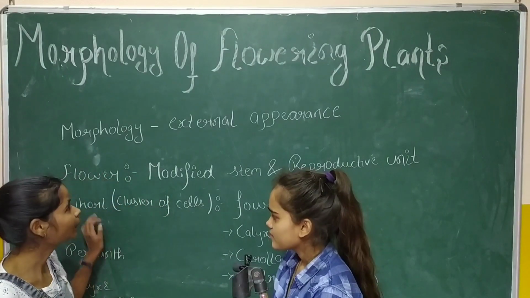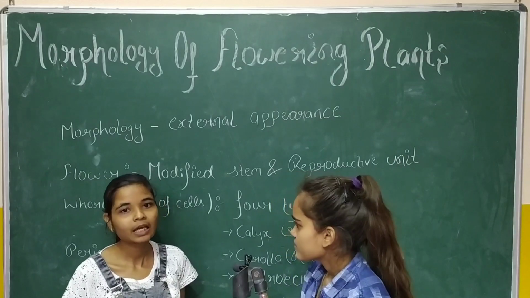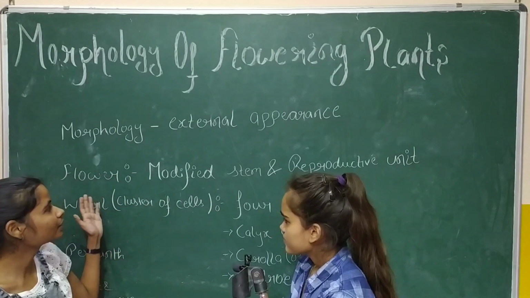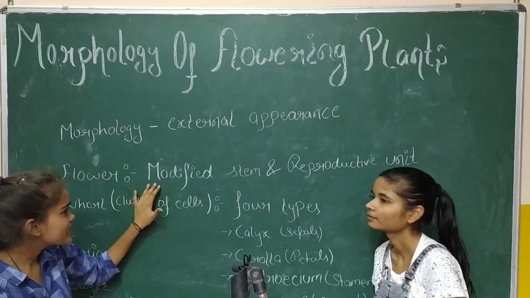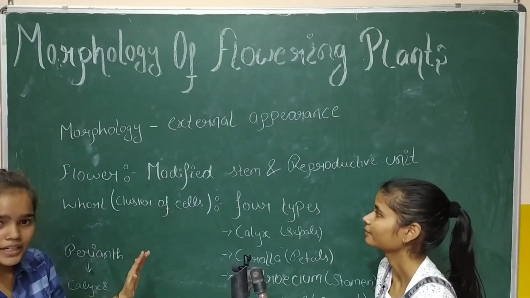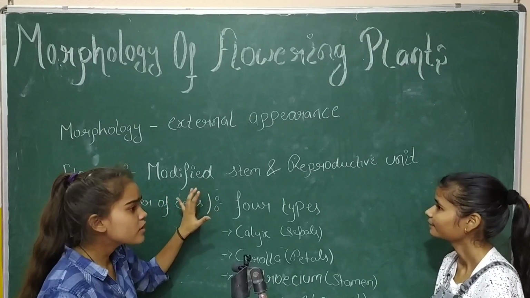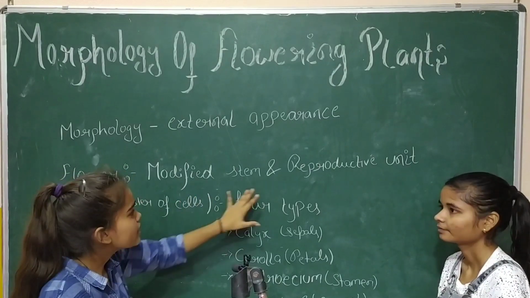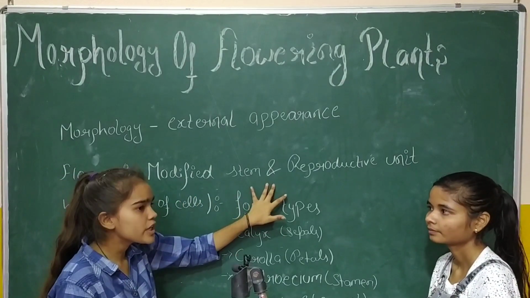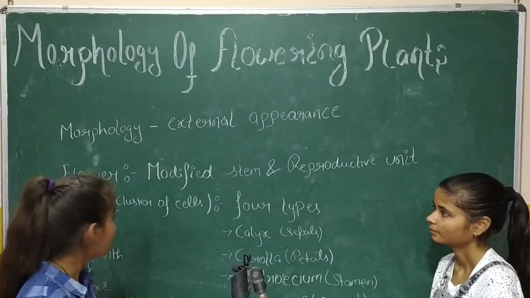So what is morphology? Morphology is the branch of science which deals with the study of external appearance. Now we will move ahead with the topic flower. The flowers are the modified stem and the reproductive unit of the plant. Modified stem means the stem grows modified and then becomes the flowers, and reproductive unit means that the flower reproduces and helps in the formation of the next generation of the plants.